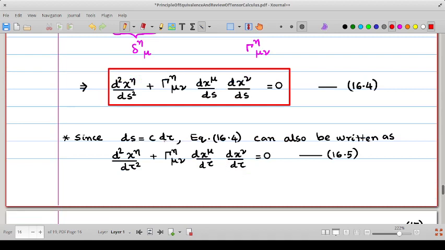Now since ds is equal to c times d tau in the four-dimensional space-time, where tau is the proper time, this can be written as d square by d tau square times 1 by c square. And similarly, this 1 by c square factor comes here also. So this equation 16.4 becomes d square x eta by d tau square plus gamma eta mu nu dx mu by d tau dx nu by d tau is equal to 0.